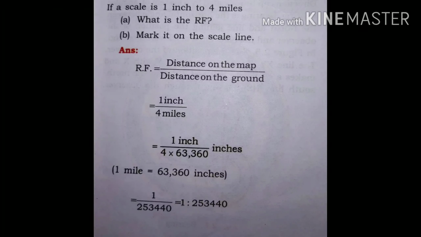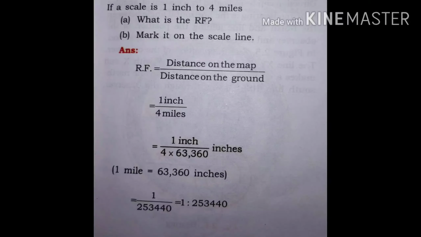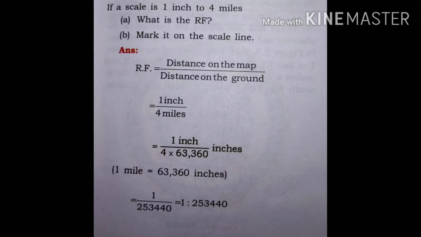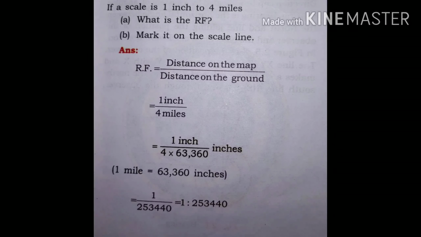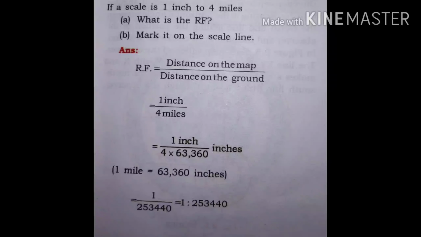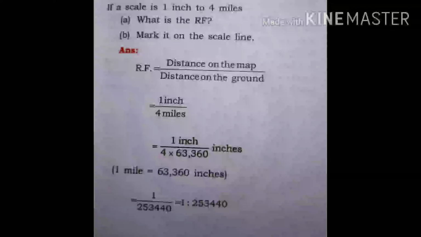Therefore, miles are converted into inches. We all know that 1 mile is equal to 63,360 inches. Therefore, 4 miles will be equal to 4 into 63,360 inches. Therefore, by doing the division, both on numerator as well as denominator, inches will get cancelled, and therefore we will get a representative fraction or RF as 1:253,440. One thing to remember is that the numerator in RF is always equal to 1.